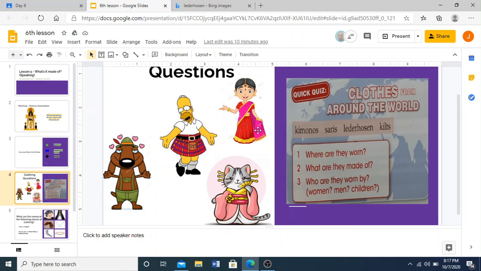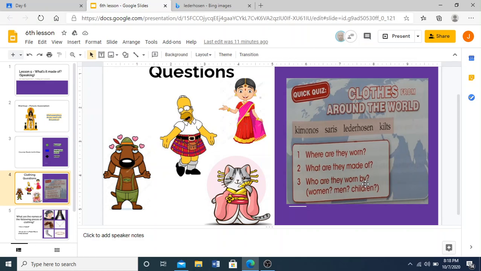Okay, so where are they worn? Uh-oh, I just blew it. I think I just answered the first question. Okay, normal. So answer the second and the third question. Where are they worn? Two, what are they made up of? And three, who are they worn by? Women, men, or children? Okay, so let's talk about that for a bit also. You answer these questions too.